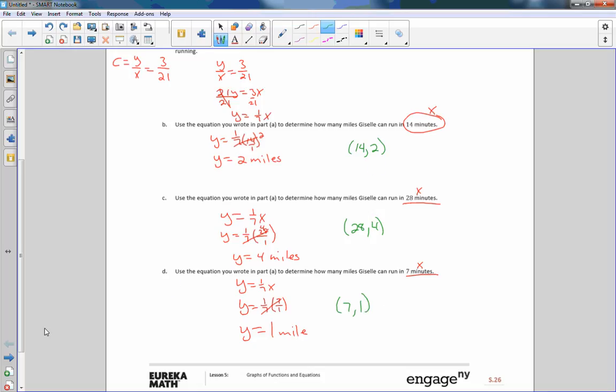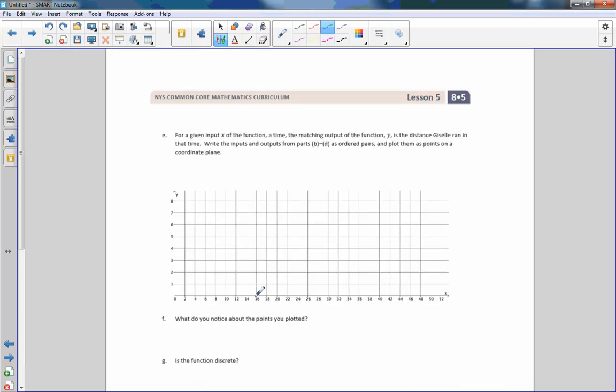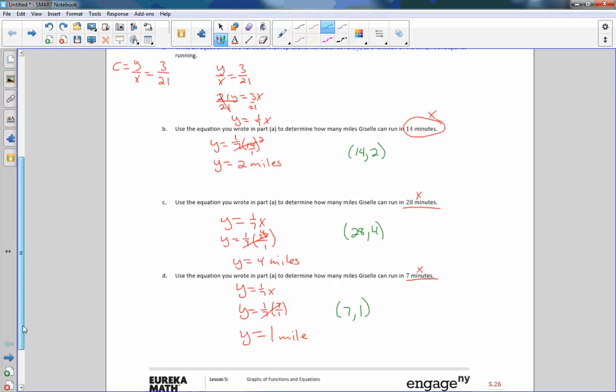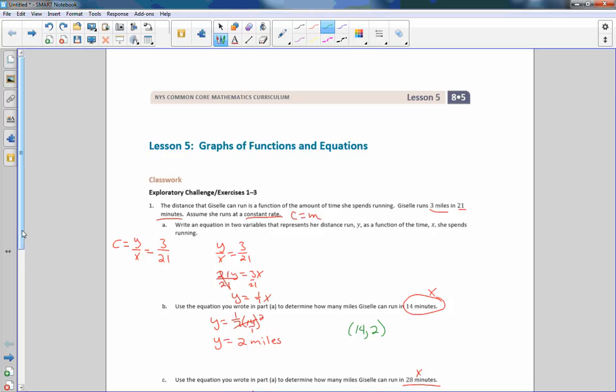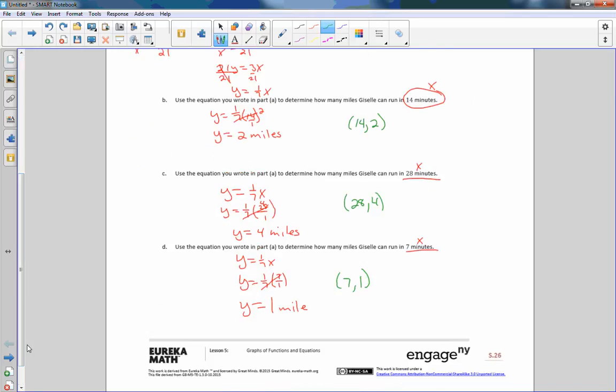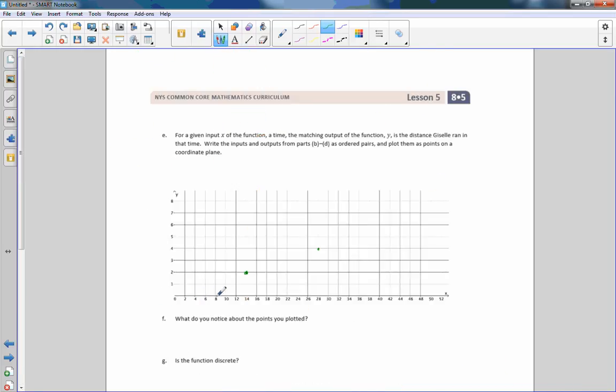So 14, 2, go over 14, up 2 is right here. Okay. And then C was 28, 4. So I go to the right 28, x is 28, y is 4, which is right here. And then finally, part D was 7, comma 1. So that means to go over to 7, which is halfway between 6 and 8, and go up to 1, which is right here.